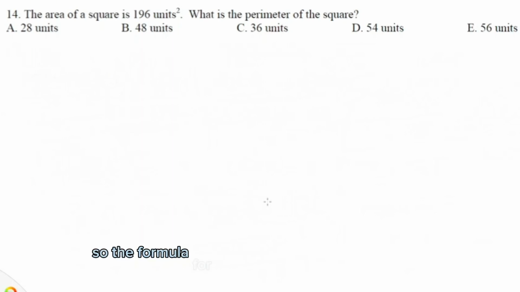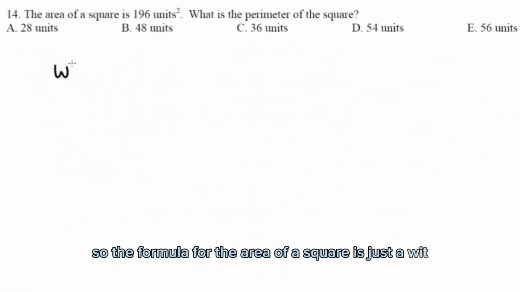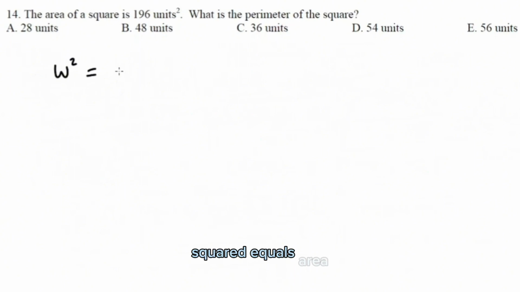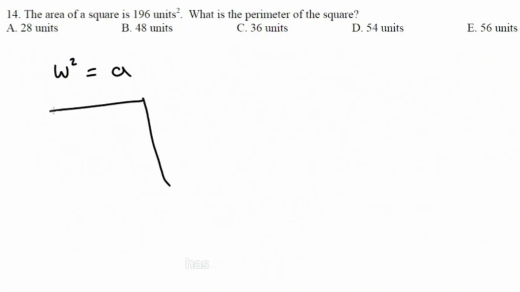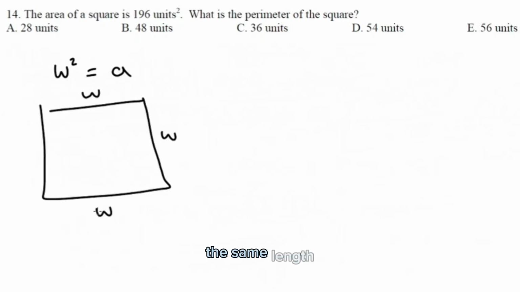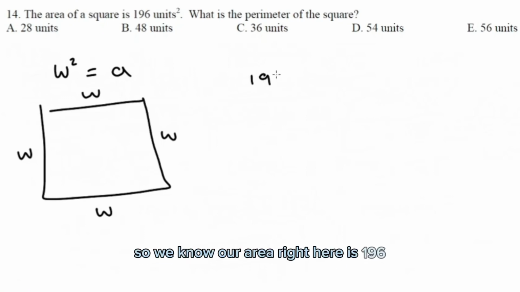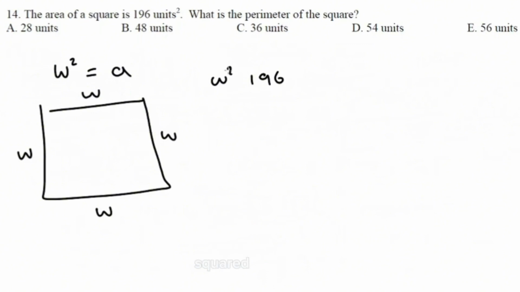Alright, so the formula for the area of a square is just the width squared equals area, because a square has all four sides even, so these are all the same length on all sides. So to find the area, it's just the side length squared. So we know our area right here is 196, which means w squared equals 196.